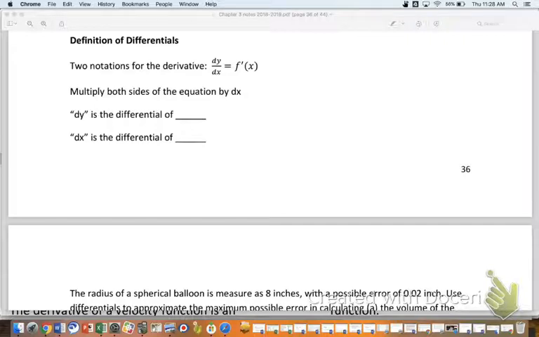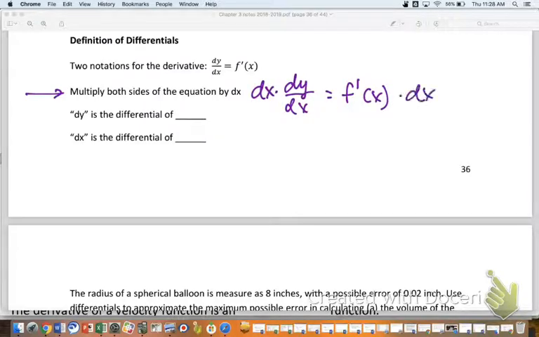So let's just follow the instructions. The instructions say multiply both sides by dx. So if I do that, I get dx times that side, dx times that side. What happens on the left side if you treat that like a fraction? The dx's cancel. So I end up with dy equal to f prime of x times dx. We don't often write the times, a lot of times we'll just write dx.